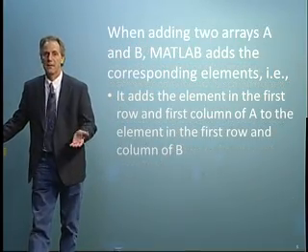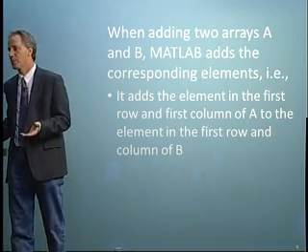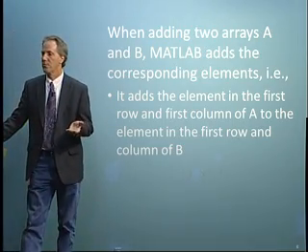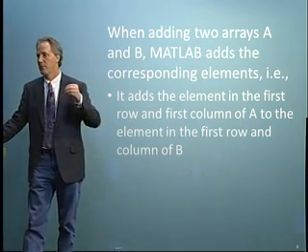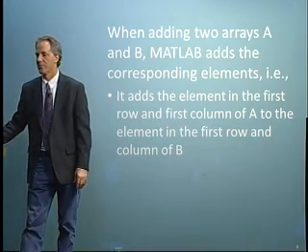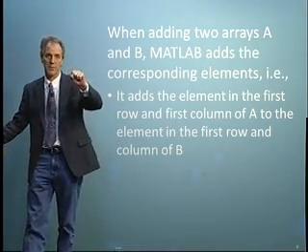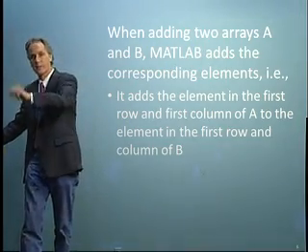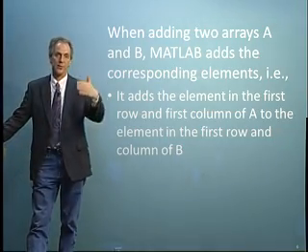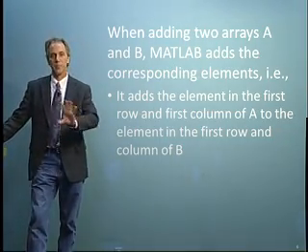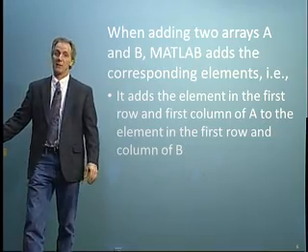When adding A and B, MATLAB adds corresponding elements. It adds the element of the first row and first column of A to the element of the first row and first column of B, and so on. The top left number in A gets added to the top left number in B, and so on all the way through the array. It's just a bunch of additions. It doesn't require a loop.